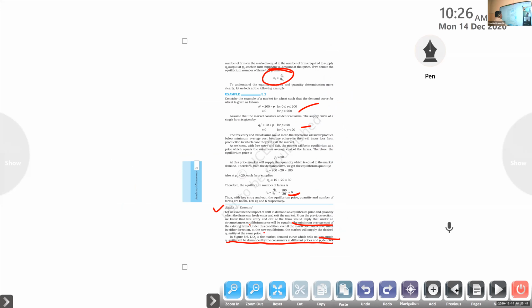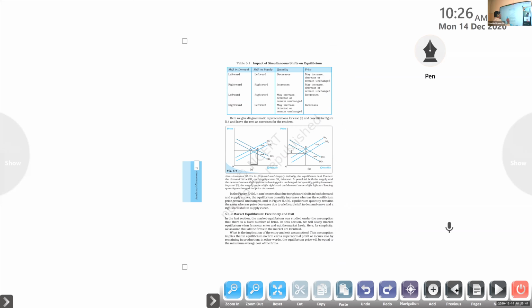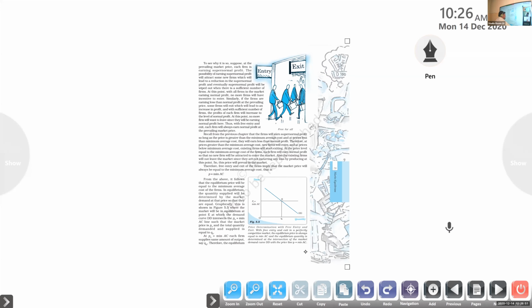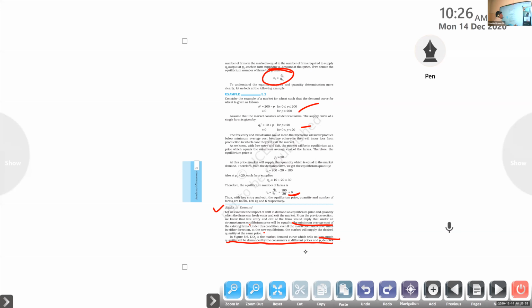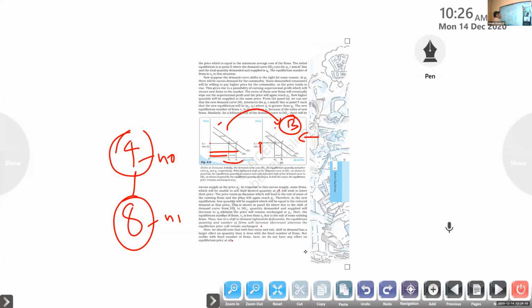These two things you want to learn properly. One is the market equilibrium with free entry and exit, how the market equilibrium will form relative to free entry and exit. And the next one is the impact of a shift in demand on the market equilibrium. If you read again and again, you will come to know that it is not that problematic. Simple understanding is enough to learn all these things, so read it properly. If doubts are there, you can ask me, no problem.